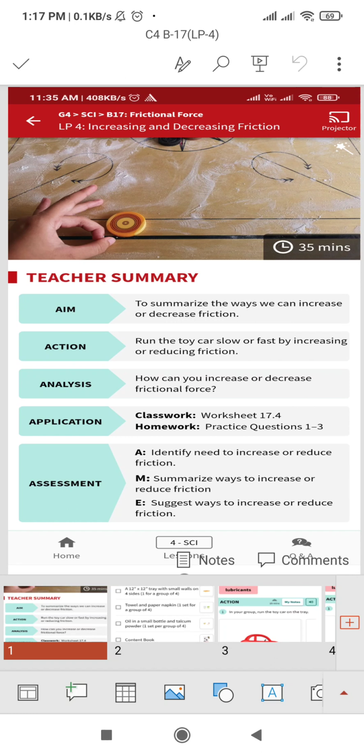Hello everyone. Today we are going to do Block 17, LP4, that is increasing and decreasing friction. For doing this, what's our aim? We will analyze the different ways that we use to increase or decrease the friction.